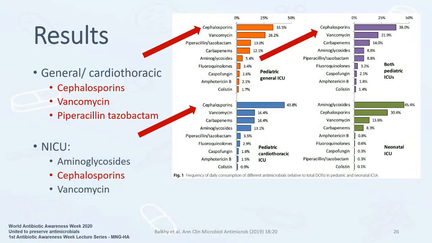cephalosporins, vancomycin, and tazo were used at a higher rate than in pediatric ICUs worldwide. And in the NICU, aminoglycosides were used in a similar way as compared to international data, but cephalosporins, we have higher cephalosporin use in this patient population in neonatal ICU than other published data.